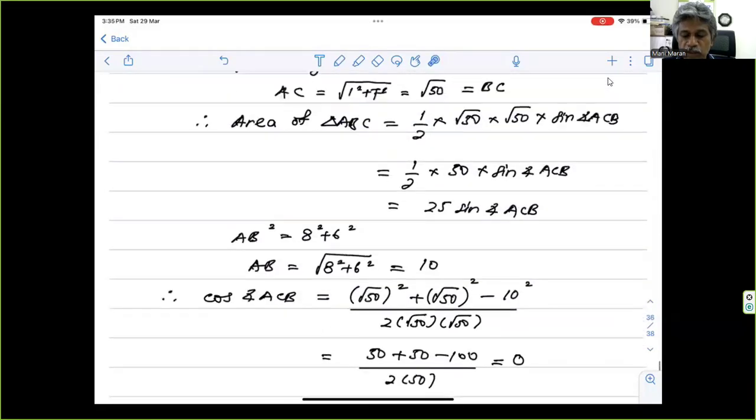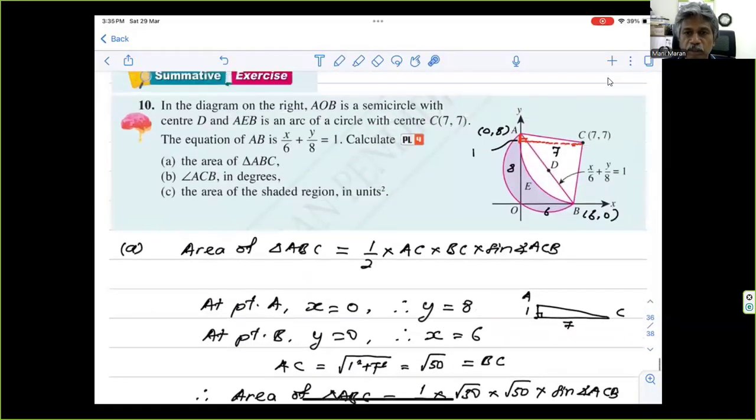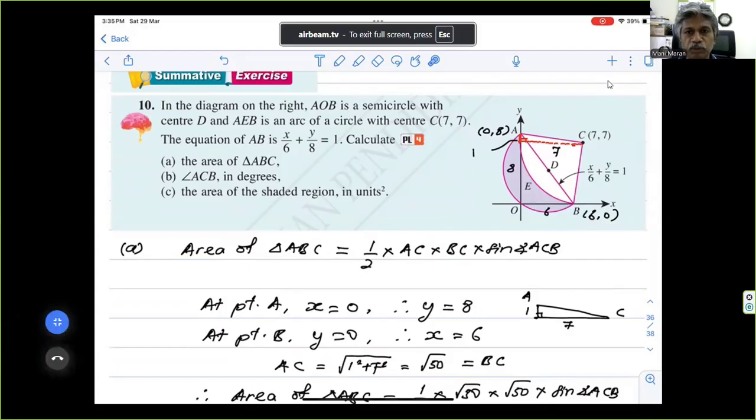Okay, so try this question. It looks a bit complicated, but you need to understand what they're asking and then try to analyze step by step how to do this. Okay, so I'll stop the recording here.